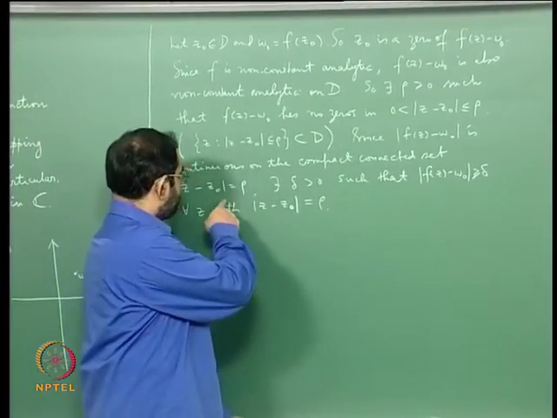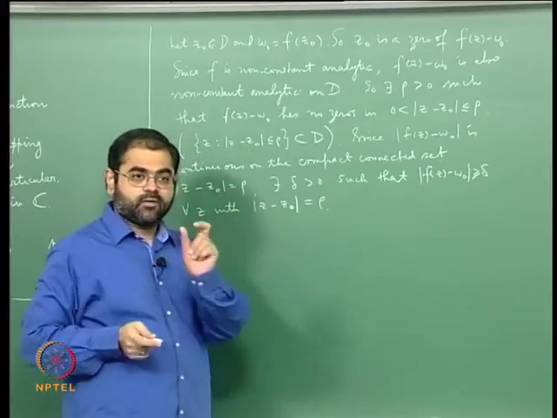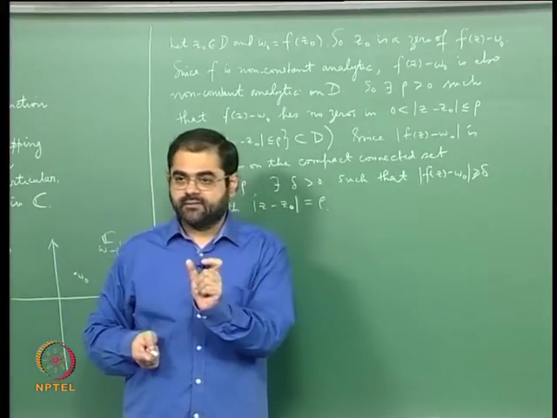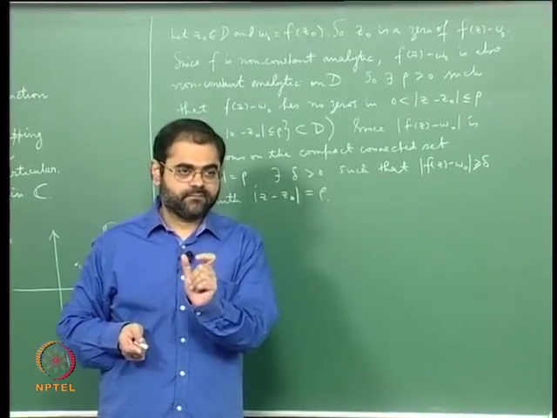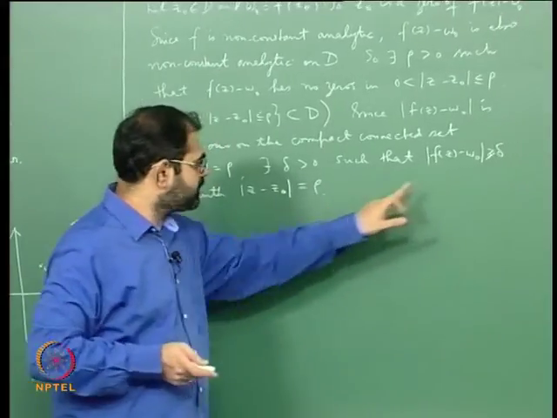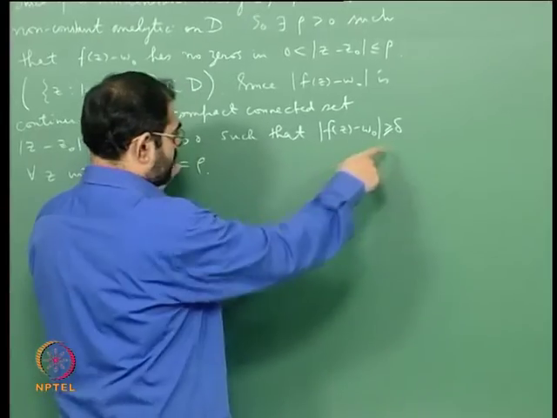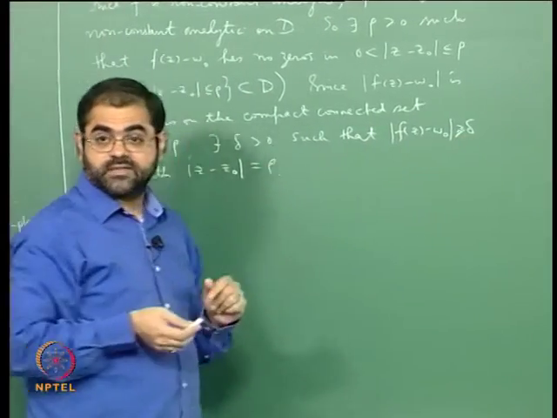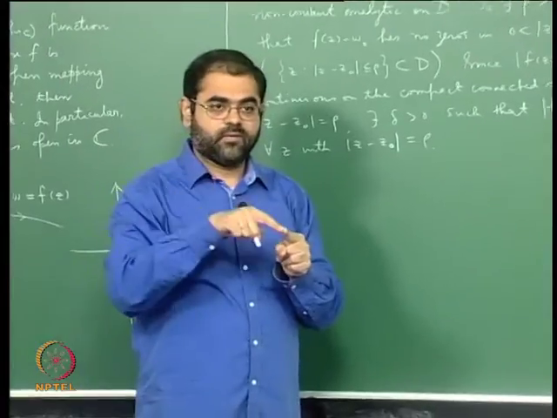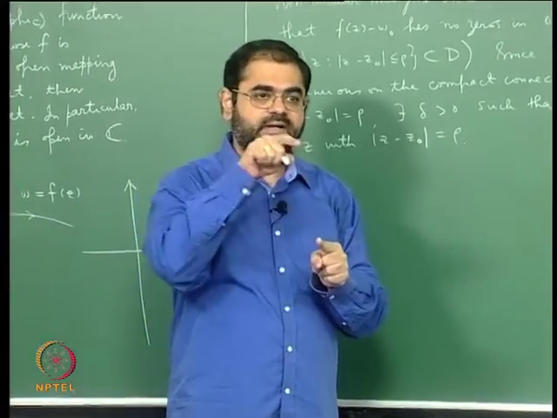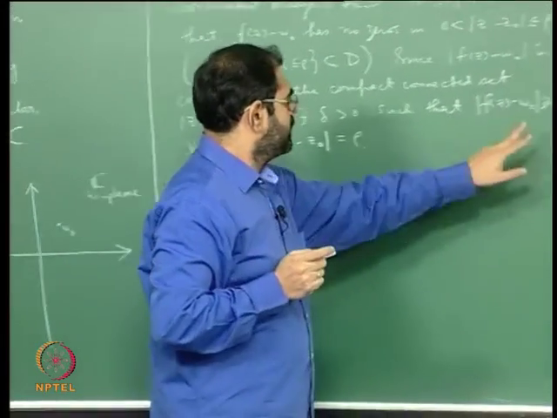And if you restrict it to this compact connected set, the image will again be a compact connected subset of the real line, so it will be a finite closed interval on the real line, and the minimum value of the interval is exactly what I am calling delta. This delta is positive because the function does not vanish on the boundary circle. The only place where it vanishes is at the center, it is the only zero it has. So you have this.